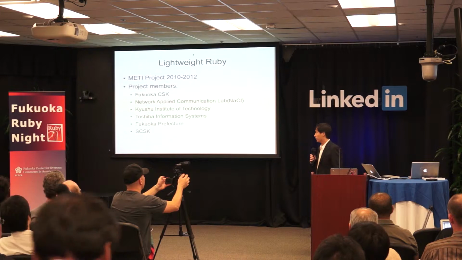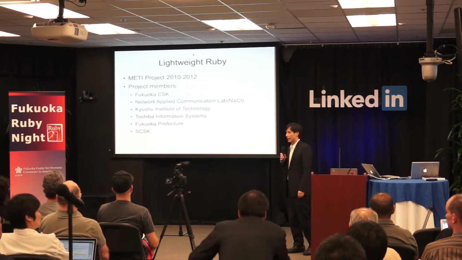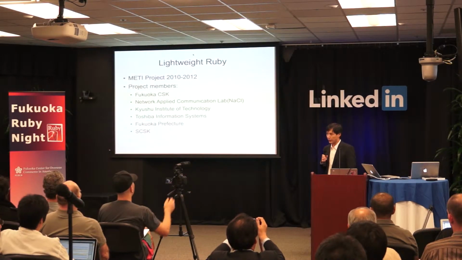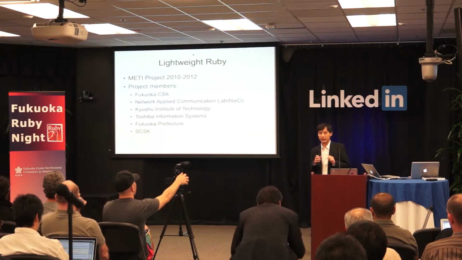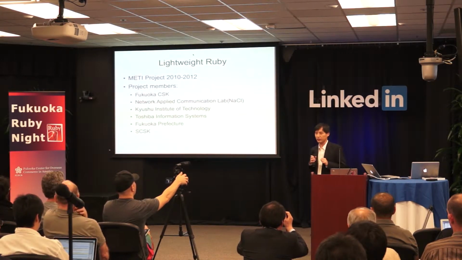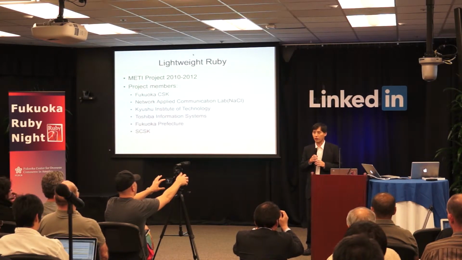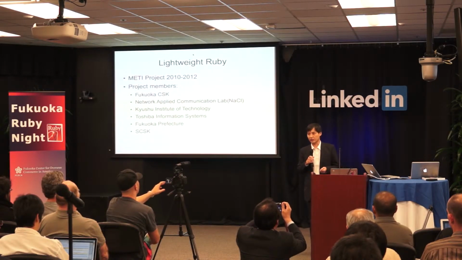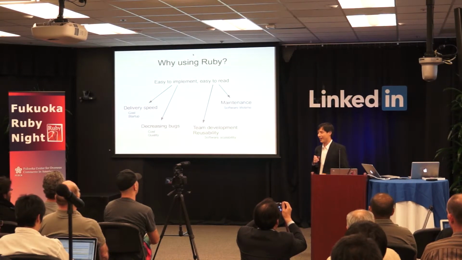Originally mruby was a METI project, a Japanese government project, for 2 years. Lightweight Ruby is the original name. This means the memory is lightweight, and the Ruby language specification is also lightweight. But this specification is based on ISO and these standards. So this is Ruby, true Ruby.